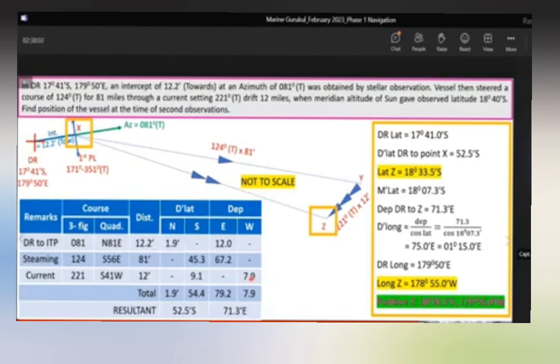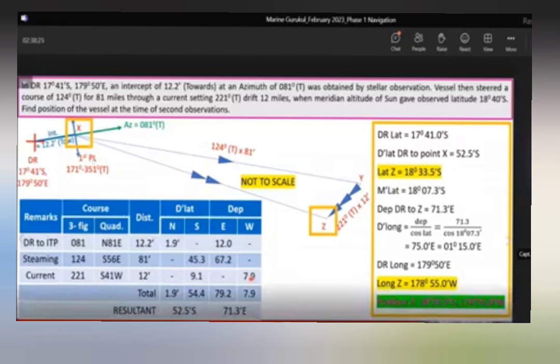I have some problem in how to find the latitude of Z. What problem are you facing, beta? I'm not getting how we get the latitude of Z position. Is it? Okay, beta. Okay.